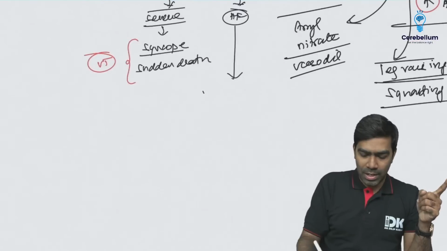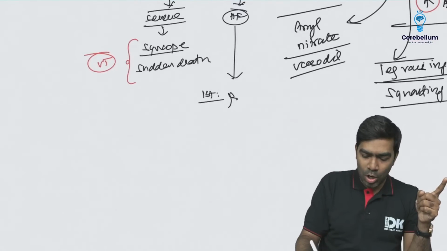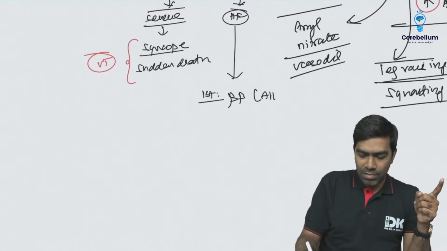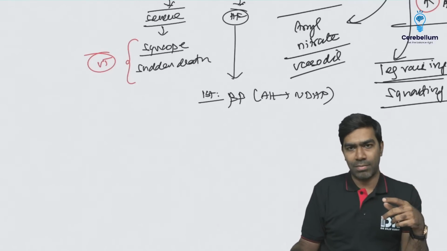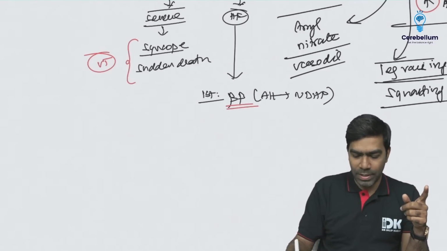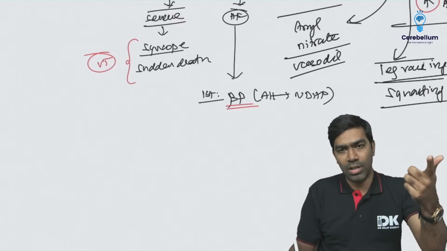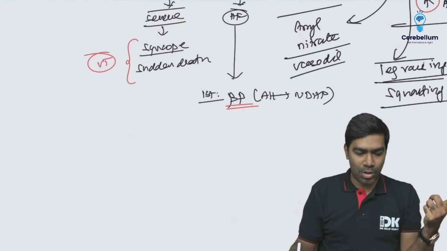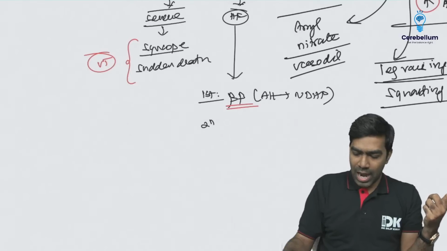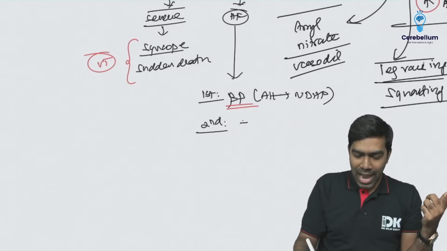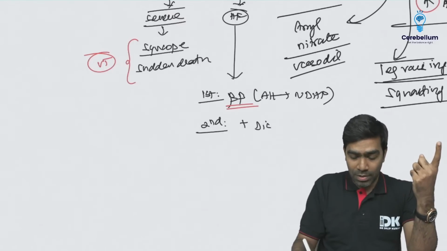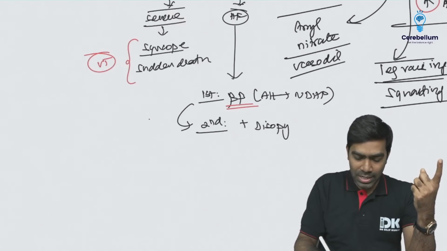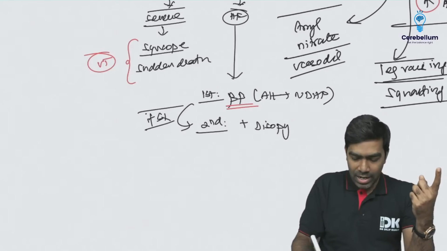So what will be the first line treatment? First line treatment will be beta blockers. And alternative will be non-dihydropyridine calcium channel blockers like verapamil, diltiazem. But first line is always beta blockers. Only if there is contraindication to beta blocker, use verapamil or diltiazem. Second line, add-on therapy: if the patient is still symptomatic, add a drug called disopyramide.